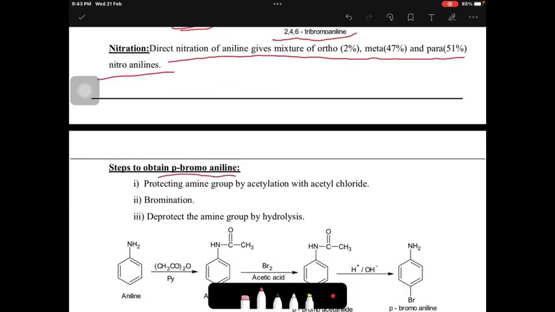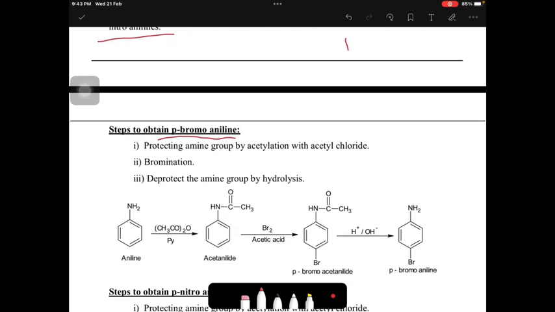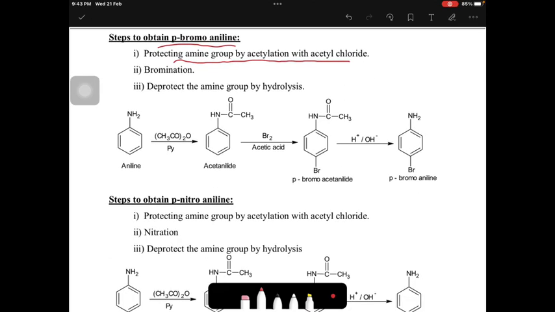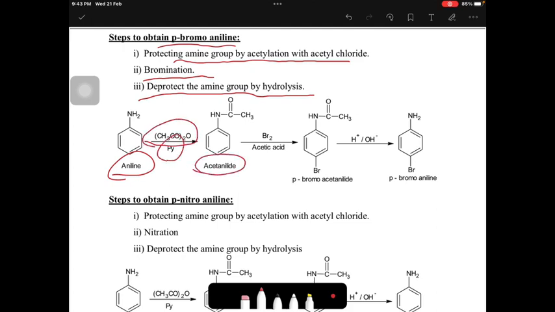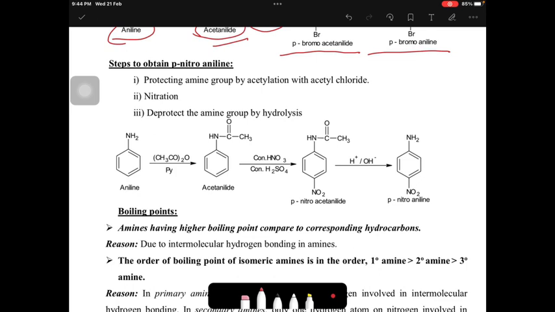Steps to obtain para-bromoaniline. Procedure: protect the amine group by acetylation with acetyl chloride, then bromination, then deprotect the amine group by hydrolysis. First, aniline treated with acetic anhydride in pyridine gives acetanilide. That acetanilide undergoes bromination in the presence of acetic acid to give para-bromoacetanilide, followed by hydrolysis to give para-bromoaniline. Step 2, obtain para-nitroaniline.